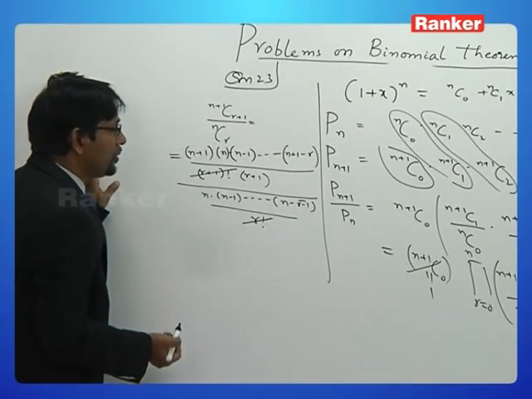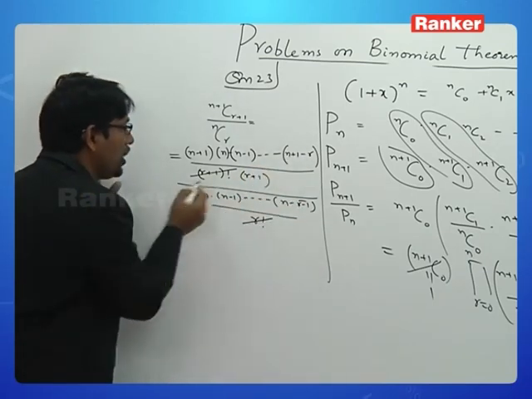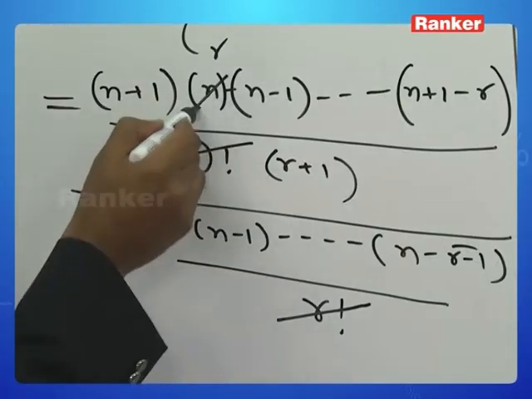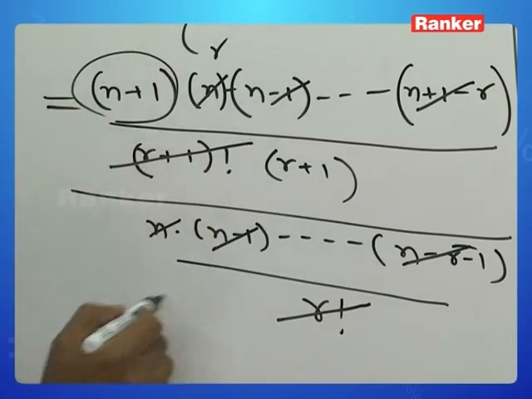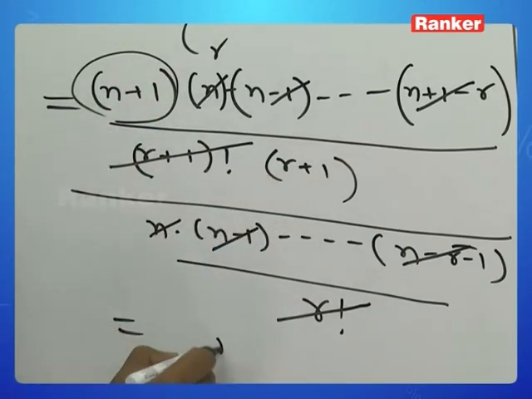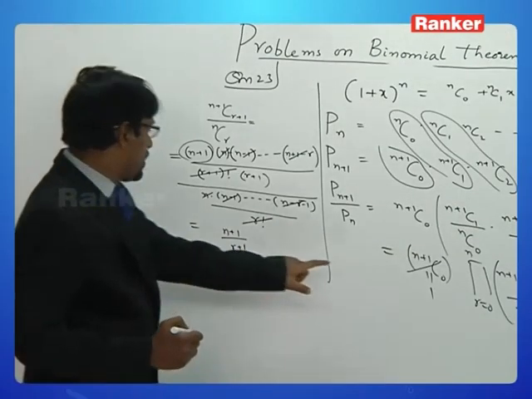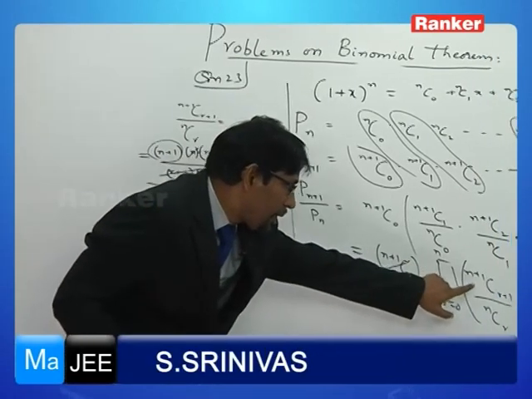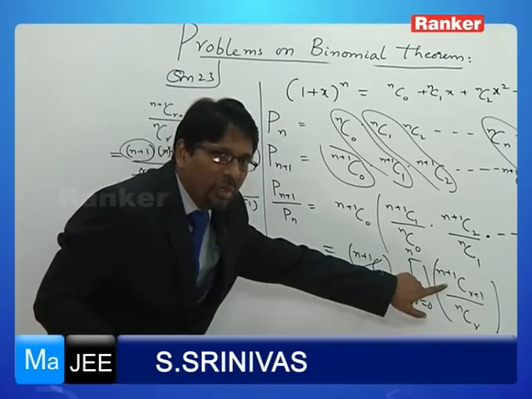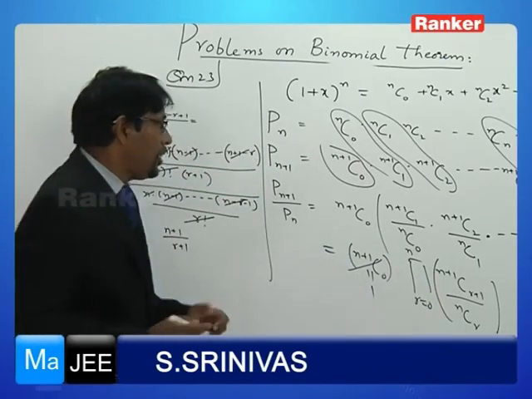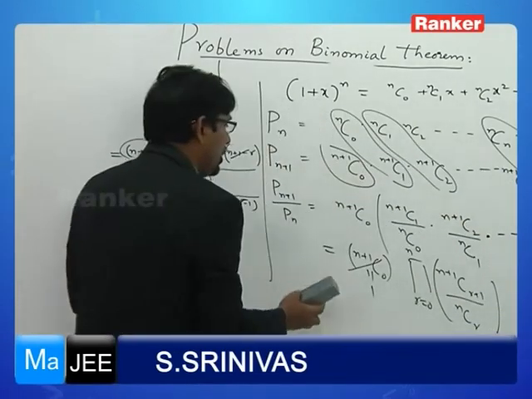And what do you observe? This is nothing but n minus r plus 1, and this is also n minus r plus 1. All these terms get cancelled. And what are you left with? n plus 1 over r plus 1. So that turns out to be (n+1) divided by (r+1). Observe that in this product, each term will be in the form of (n+1) by (r+1). So we can now write this product this way.